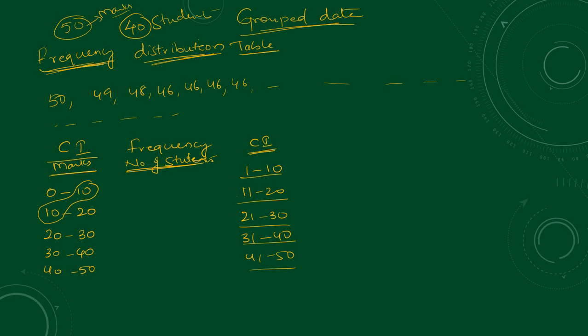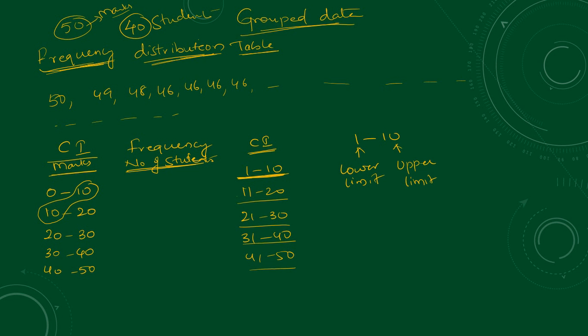But what is the difference between these two? Now let us see. Here, in the class interval 1 to 10, this 1 is what we call the lower limit, and this 10 is called the upper limit.